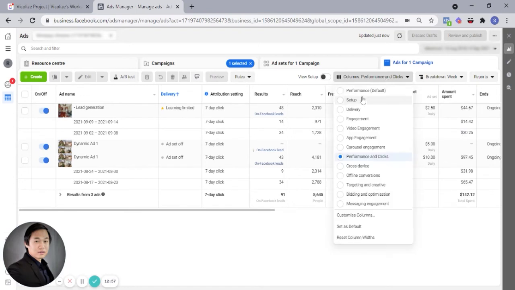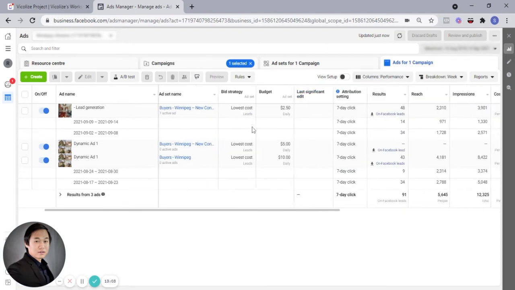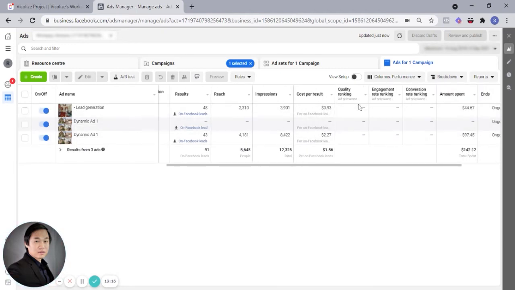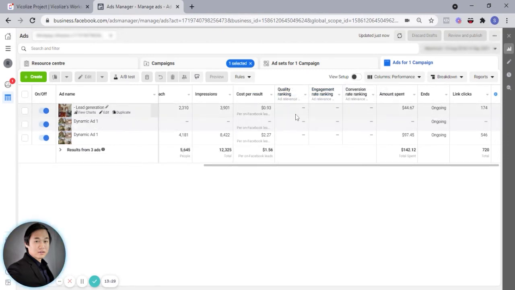Let me just show you one more thing in the ad that can be a bit helpful. Okay, so right now it isn't showing anything over here. There are 3 different categories over here: quality ranking, engagement rate ranking, and conversion rate ranking. Right now it's not showing here because we really haven't spent a lot of money on this ad. We haven't spent enough money on the ad to be ranked. So right now we have only spent $44.